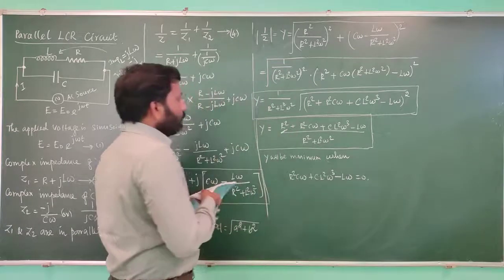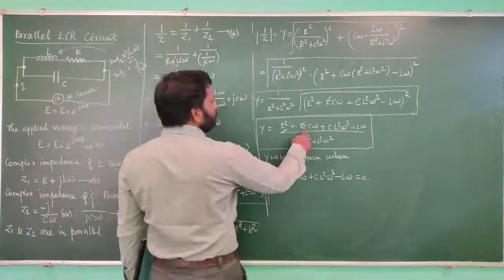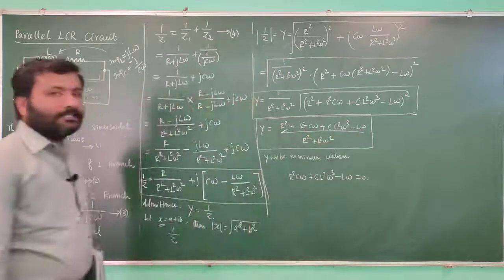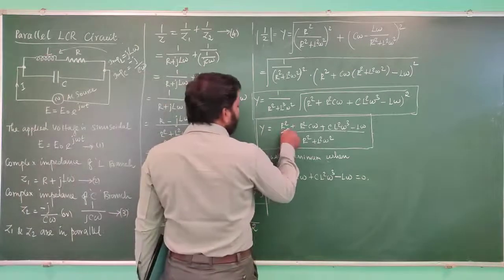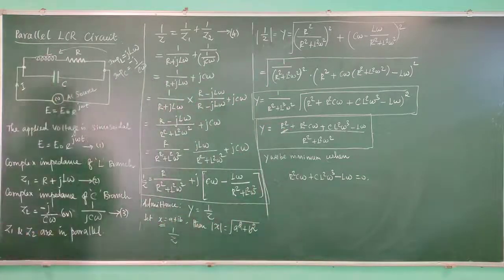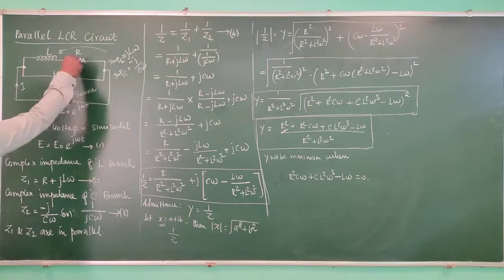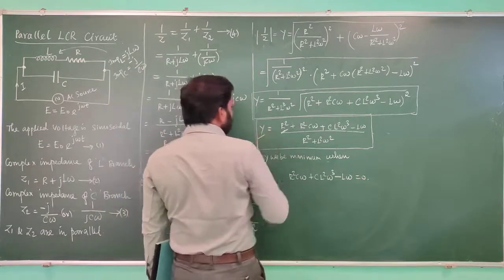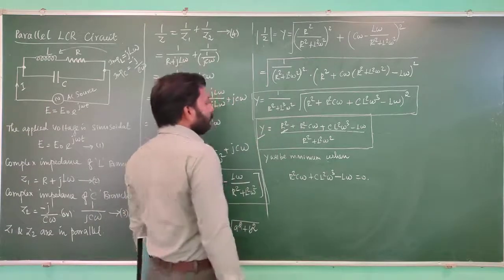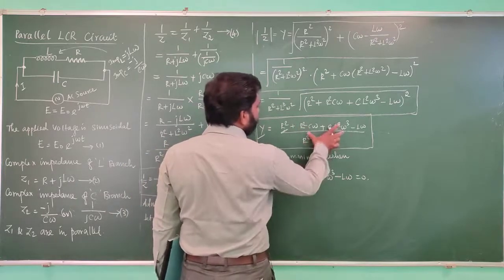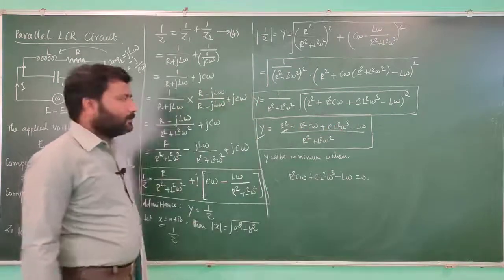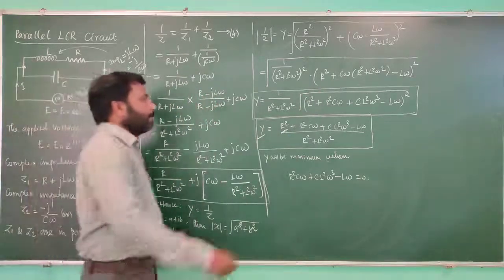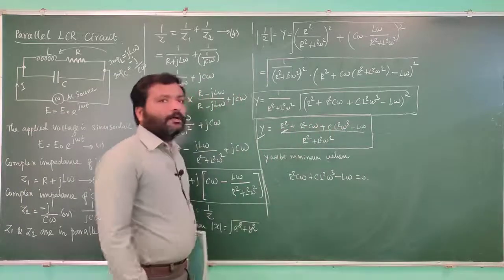R cannot be 0, r square cannot be 0. So we look at when the three terms r square c omega plus c l square omega cube minus l omega are minimum, because we cannot make r square 0. If r square is 0, then r also becomes 0, and that component will vanish from the circuit. So that case is not possible. The admittance y will be minimum only when these three terms are equal to 0, not the entire numerator, only the terms except r square.